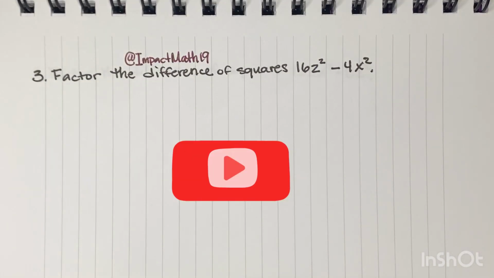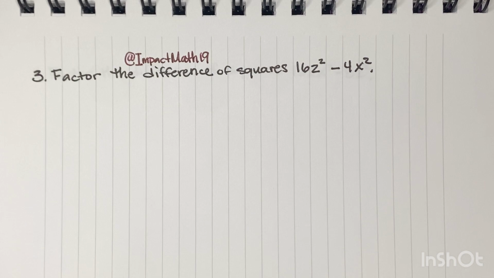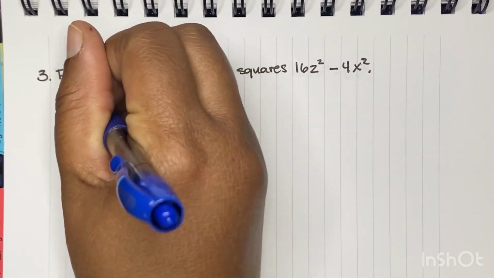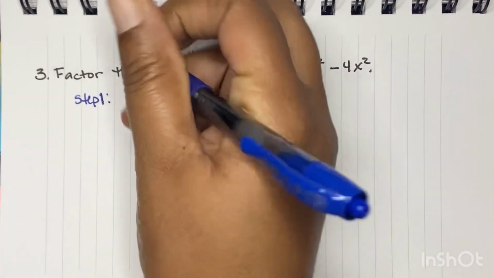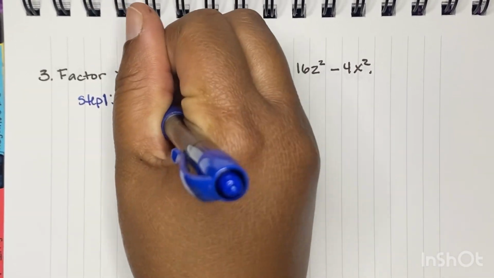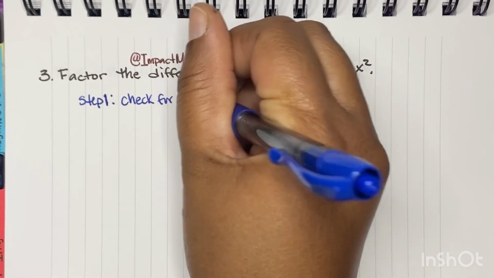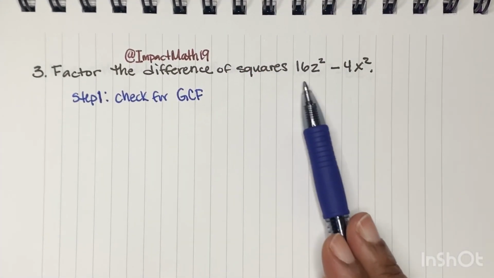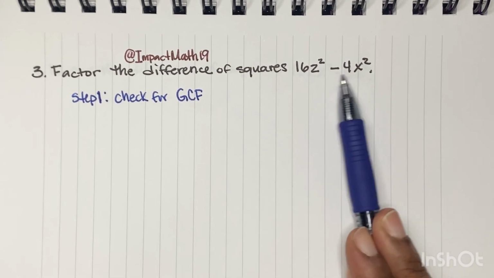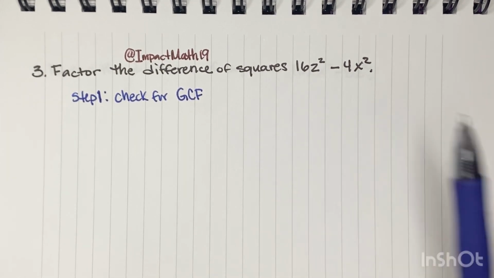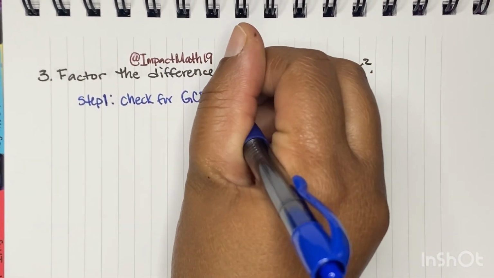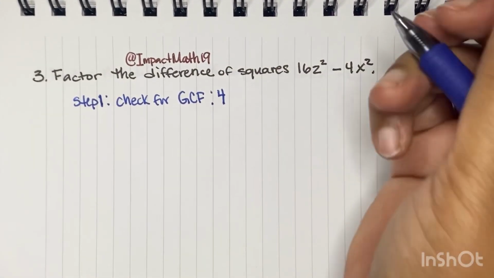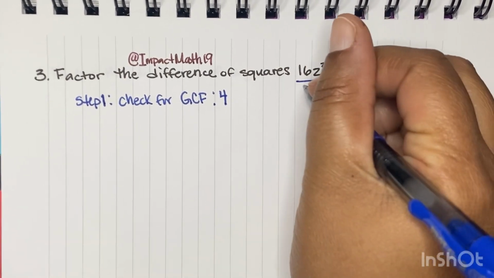Okay. Number 3, factor the difference of squares. Alrighty, now, step 1: check for GCF, greatest common factor, okay? So when we look here, we're looking to see that 4 goes into both of these. So our GCF is going to be 4, okay? So what we're going to do is we're going to divide out 4.